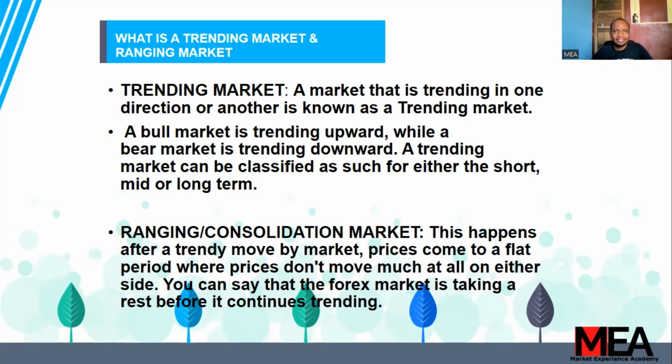So based on what we have in our slide, it said, what is a trending market and a ranging market? A market that is trending in one direction or another is known as what? A trending market. A bull market is trending upward, while a bear market is trending downward. A trending market can be classified as such for either the short term, the mid, or the long term. Yes. Trend could be what? For many years, it could be for a short time, for a month, or for some period of time.